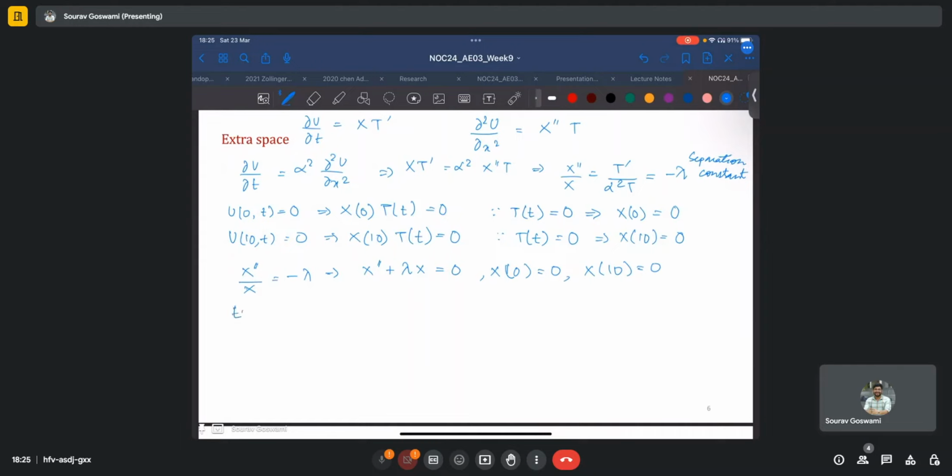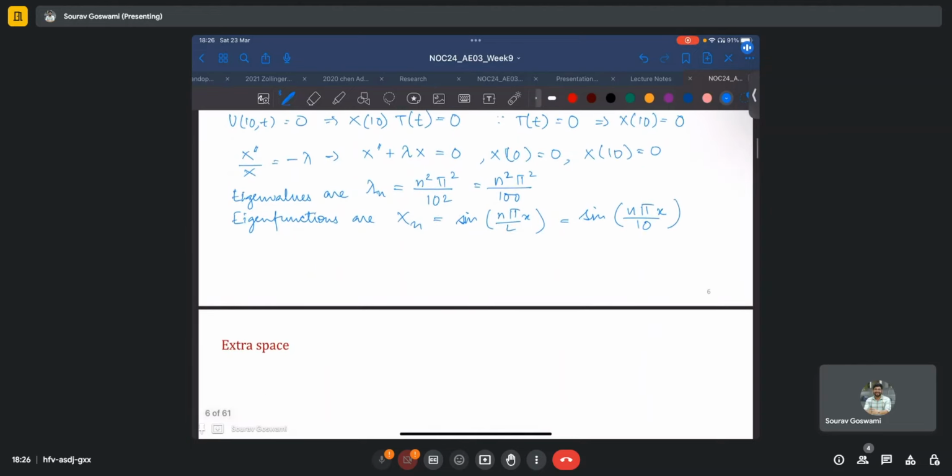For this case, the eigenvalues are lambda n is equal to n square pi square by 10 square, or n square pi square by 100, and the eigenfunctions are Xn equals sine n pi x by L. Here L is already given, so it will be sine n pi x by 10.